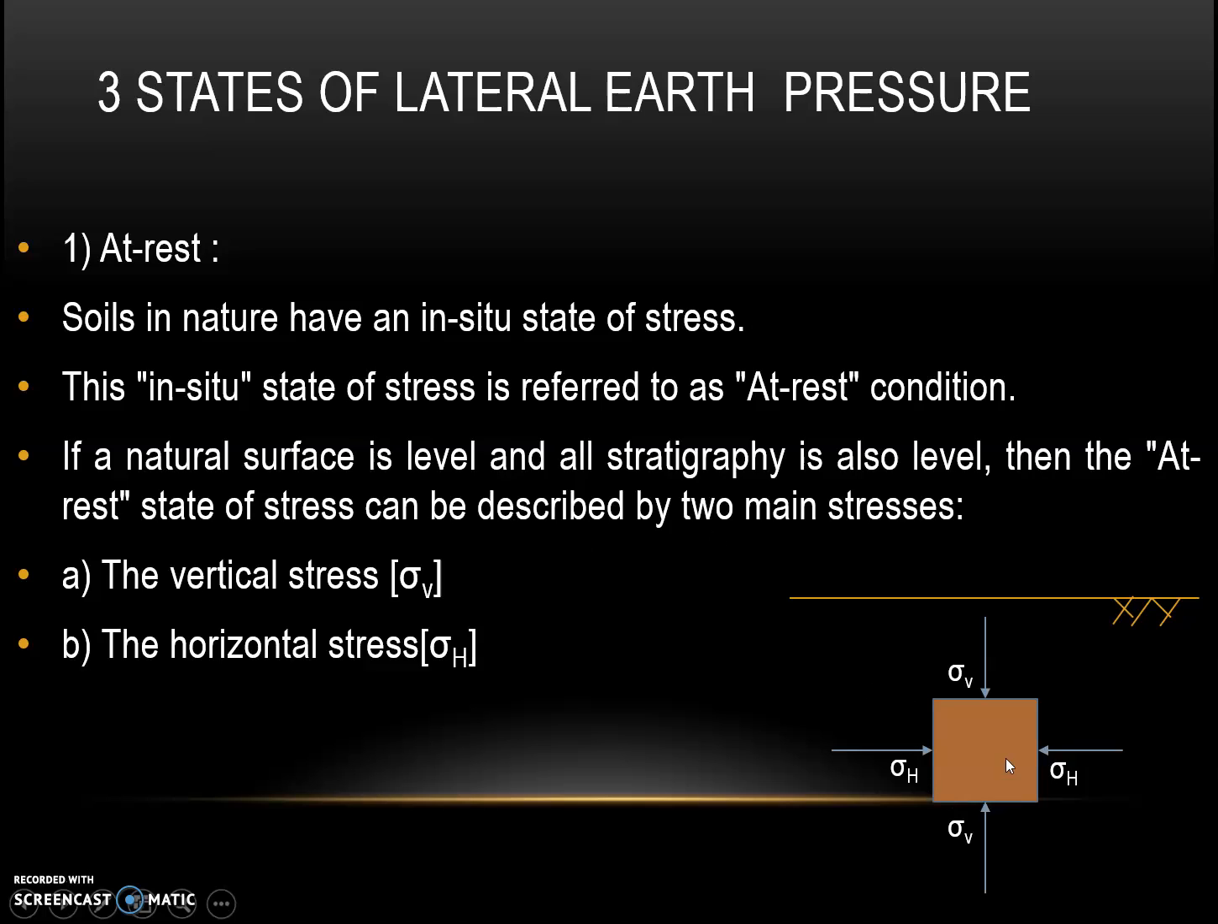Here we have considered a soil element in a soil mass. Sigma V represents the vertical stress which is shown in downward direction and also in upward direction on the other side. Similarly, horizontal stress is represented by sigma H, one on the left hand side and the other on the right hand side.